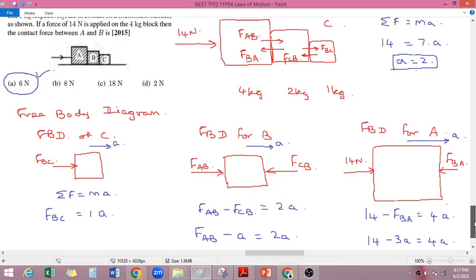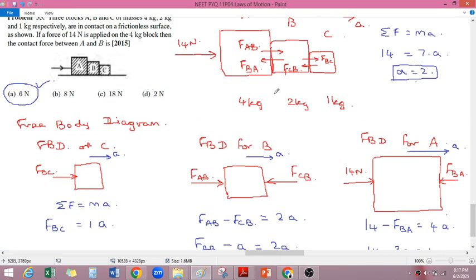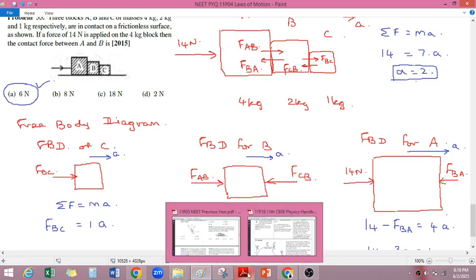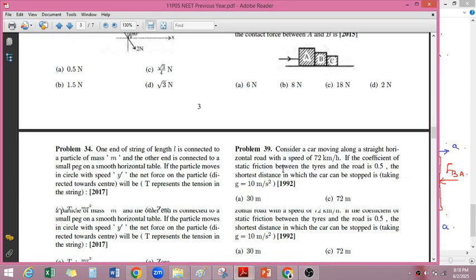So very important method. If they want to make it a little more complicated, they will give you friction here. That's all. Otherwise, the method is exactly the same. So we just have to add the friction also here, mu into N. Any doubts? Can I move on? No doubts? No, sir. Okay, very good.